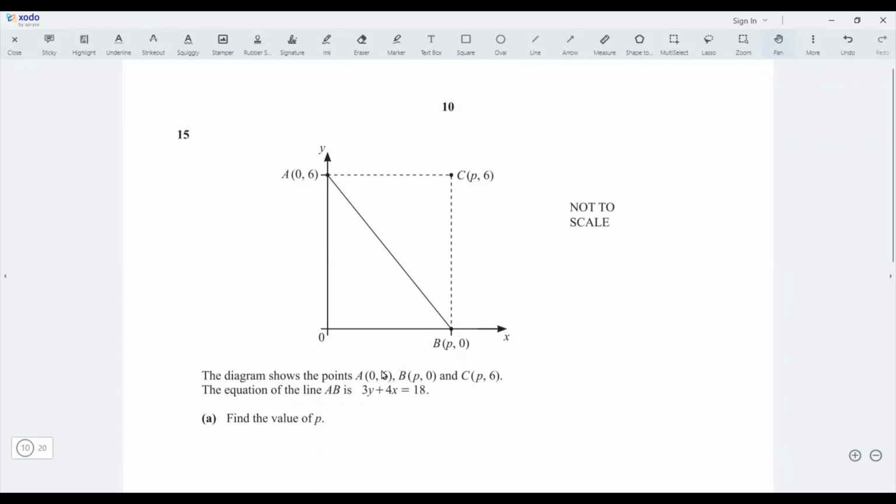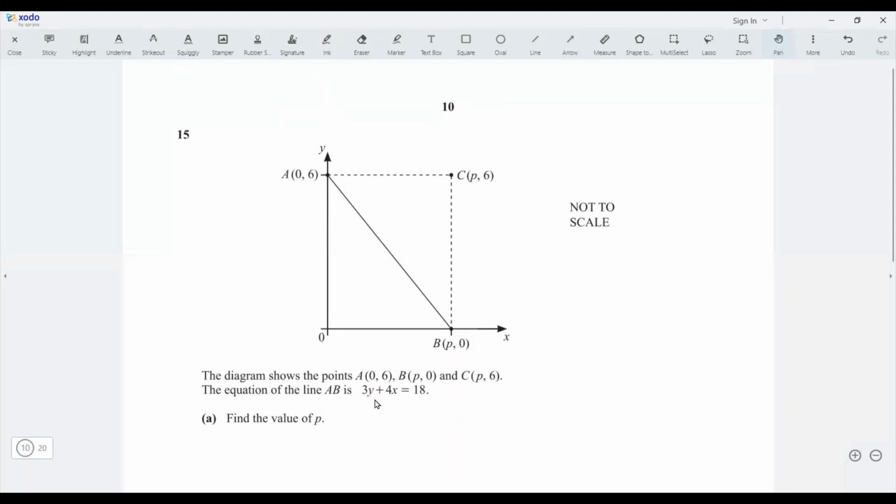Three points are given. A is (0, 6), B is (p, 0), and C is (p, 6). P is unknown. What we need to do is find the value of p. How can we find the value of p? There is a quite easy method. They have already given the equation of the line AB, because we can find the gradient through it, and that must be the gradient of line AB. Through it, we can find the value of p.